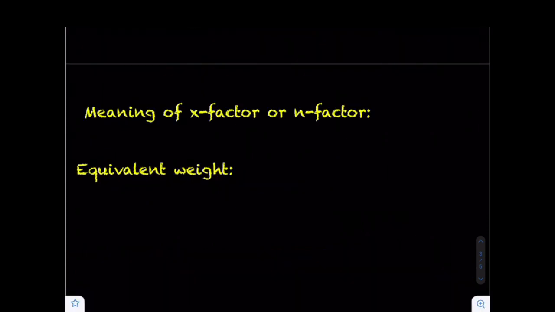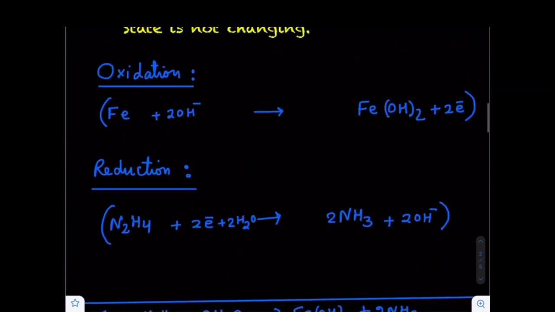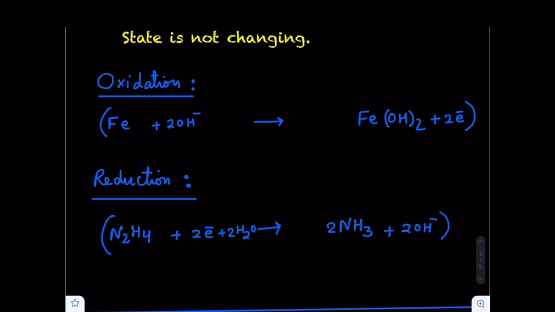Meaning of X factor or N factor. So when we are discussing meaning of N factor or X factor in a redox reaction, it is equal to the number of electrons lost, or it is equal to the number of electrons gained by one particle of a chemical species participating in a redox reaction. Like in this particular reaction, if I am discussing what is the X factor of iron, because iron metal is losing electrons, so we can say that X factor of iron is equal to 2. It is losing 2 electrons. Same way we can say that N2H4 is gaining 2 electrons, so X factor of N2H4 is equal to 2.